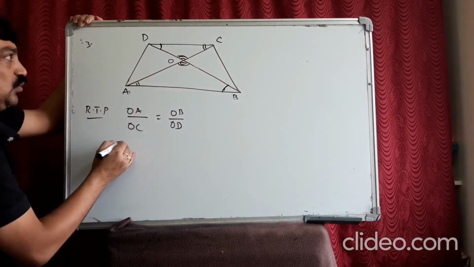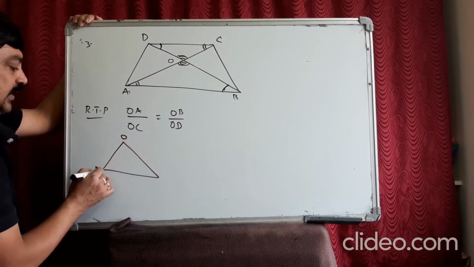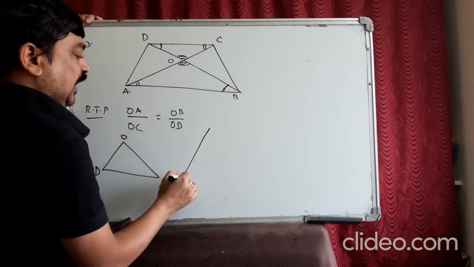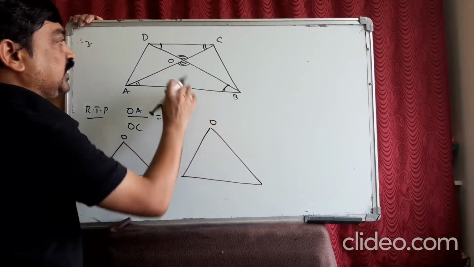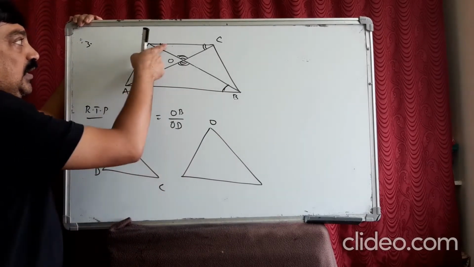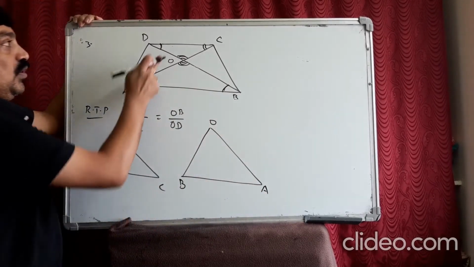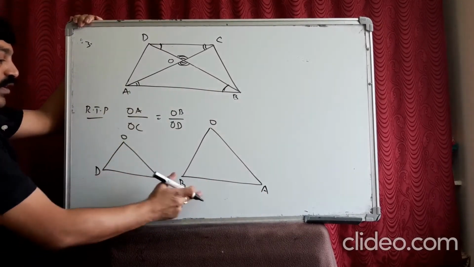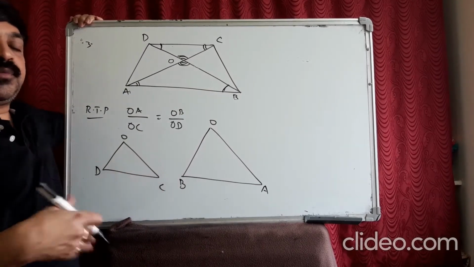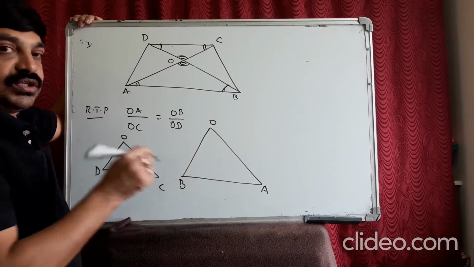Now we write these two triangles like this. ODC, and the order is very important here when you are writing separately. When you have D here, D is equal to B, so you should write BA, because this angle is equal to this angle. When you are comparing two triangles and applying the AAA property, the corresponding vertices also should be the same.